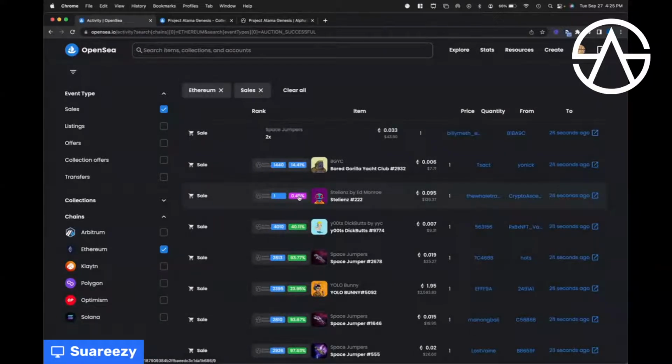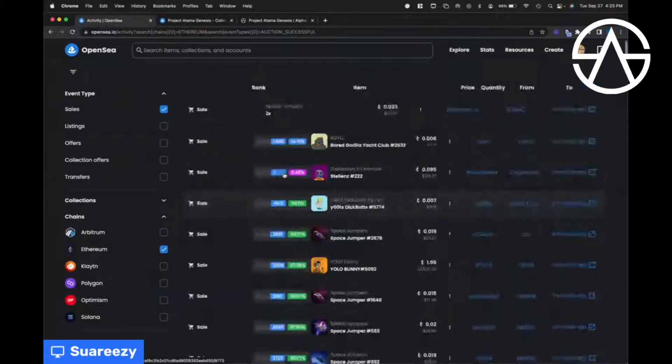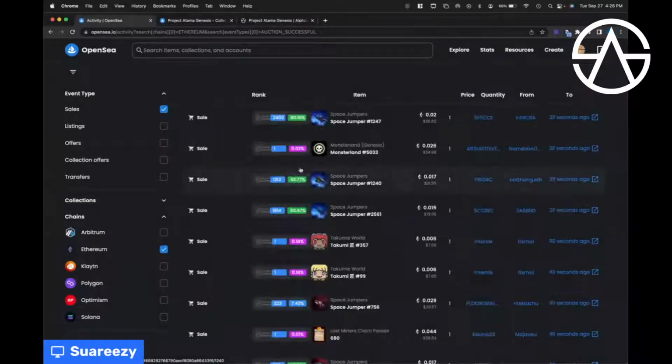So the pink metric, again, is going to be our top 5%, meaning very rare or ultra rares. Our blue percent is going to show NFTs that are rarities from the top 10 to 20%, and then our green is going to show anything above 20%. So again, a very quick visual reference on seeing what is common, what is uncommon, or what is actually very rare.